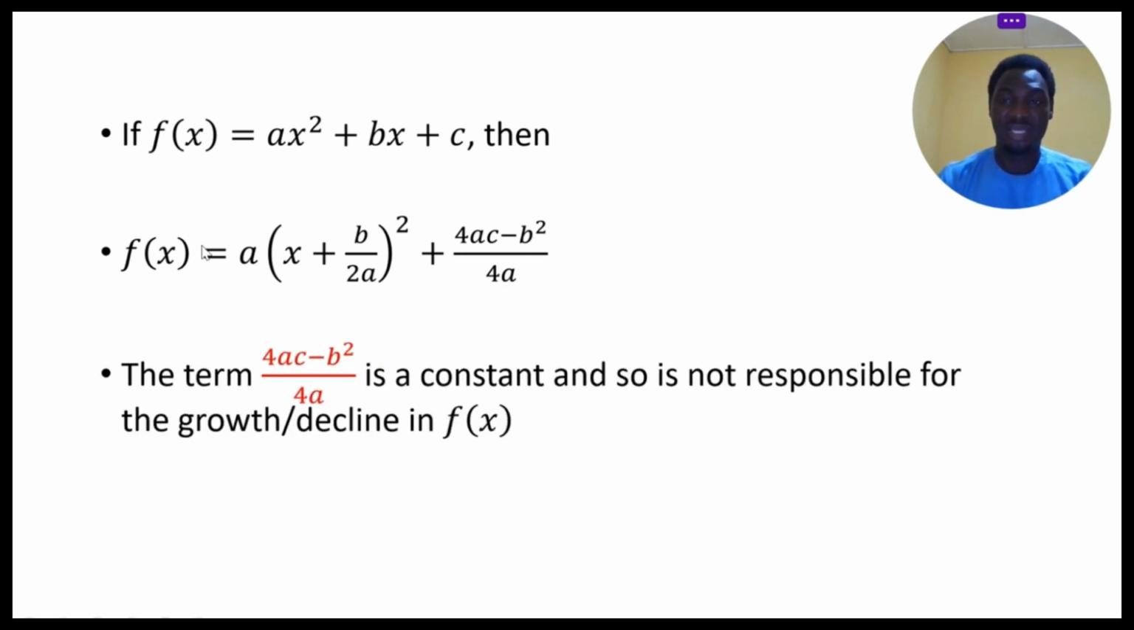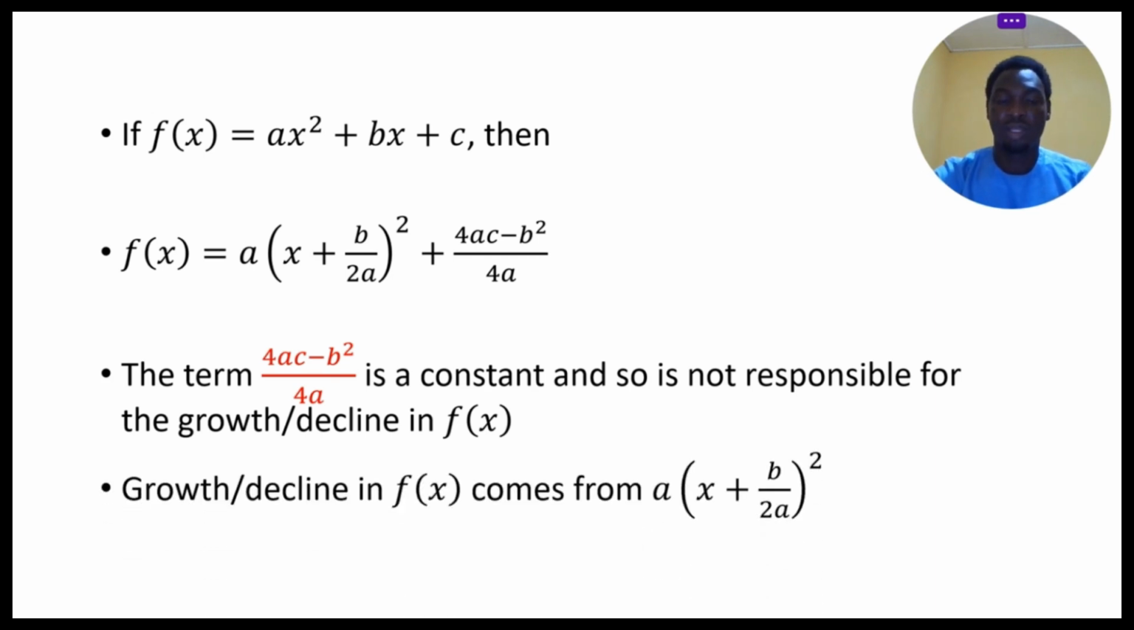We note to begin with that the term 4ac minus b squared all on 4a is a constant, and so it's not responsible for the growth or decline in the function. Now, if we want to study the growth or decline in the function, we have to examine the first term over here because it is the term which contains the variable.